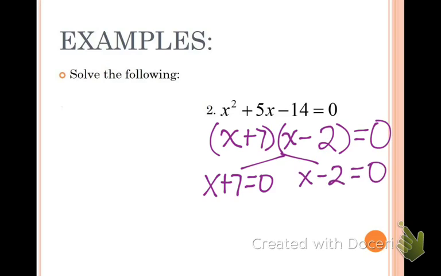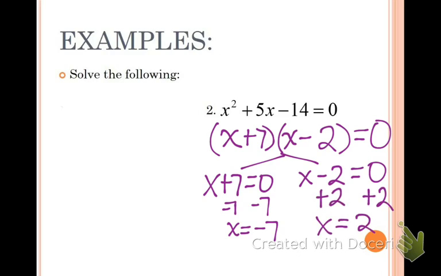Who can tell me the solutions to those? Sure, Dana. So for the first one, you want to subtract 7. Okay. What do we get? X equals negative 7, and then for the other one, you will add 2, x equals 2. Beautiful. So we have that x equals negative 7 and that x equals 2.